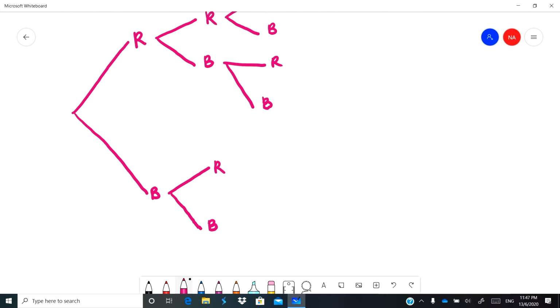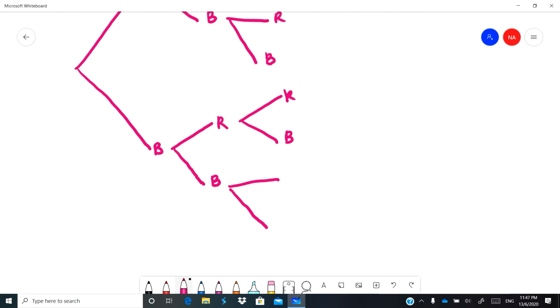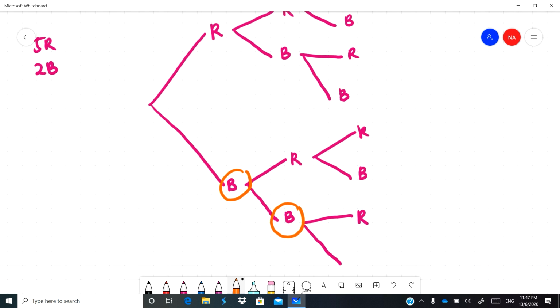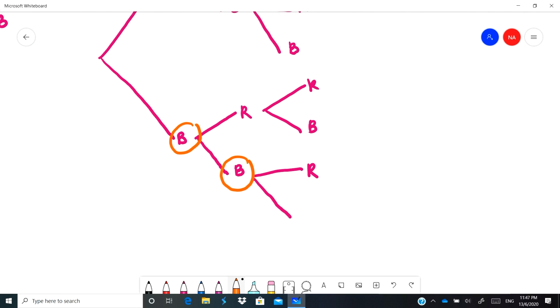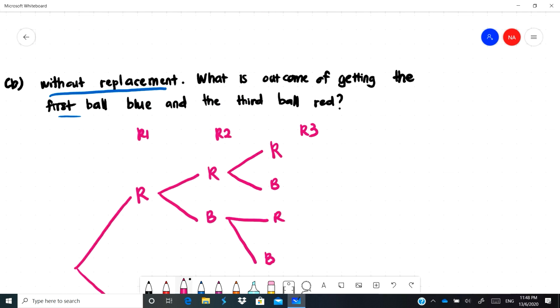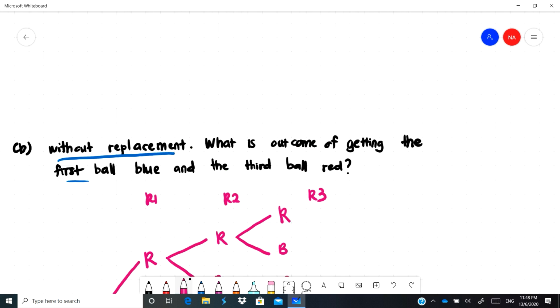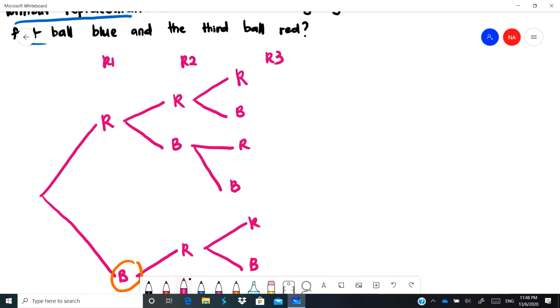This one can be red or blue, but be careful for this one, because we already took out blue balls for the first round and the second round, so there are only 2 blue balls, and we don't put it back, so it cannot be blue there. It should be red here. So it's different from the previous example. Now we have to list out all these possible outcomes.